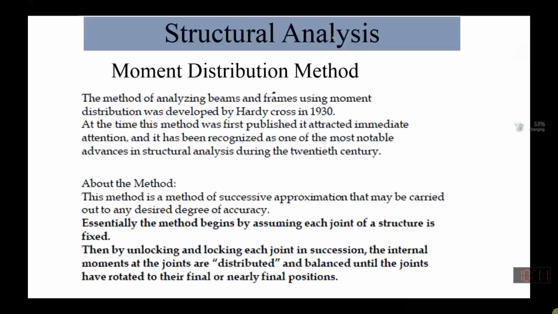This method was originally developed by Hardy Cross in 1930. He was the original founder of this method. At that time, it was the very first method for the analysis of indeterminate structures. So that's why it took the attention of all the practicing field engineers, and they started analysis on this part.